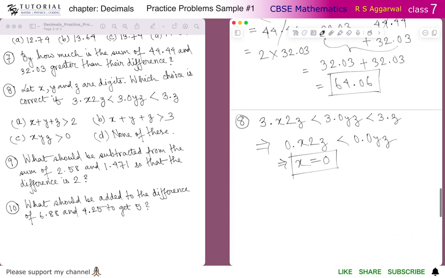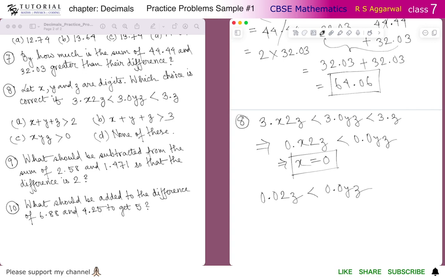Now also, if this is the case, so we get that 0.02z is less than 0.0yz. Now if this is the case, what can we say about y? The first digit in the decimal part is the same, 0. Now we have to check the second digit to the right, that is, we will compare 2 and y.